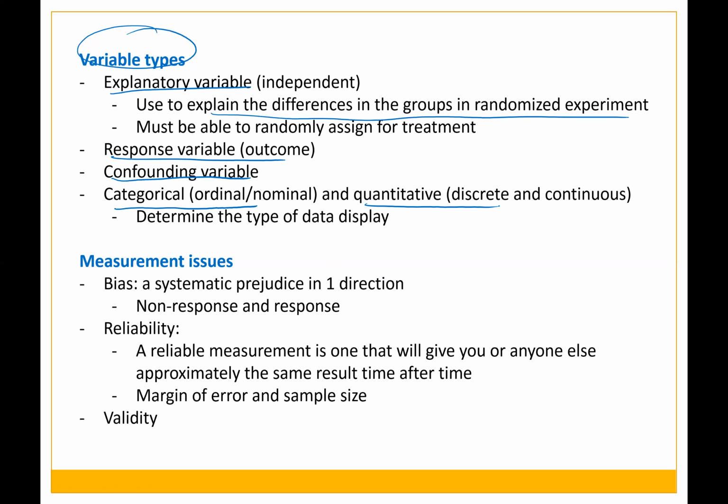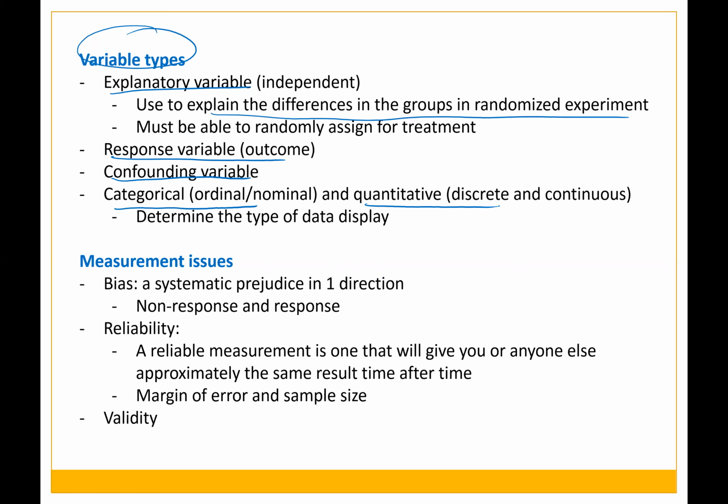And these categorical and quantitative types, depending on what variables are involved in your study, can determine the type of data display. One of the very easy things is, say, the scatter plot. A scatter plot is what you use to represent two quantitative variables and see their relationship.